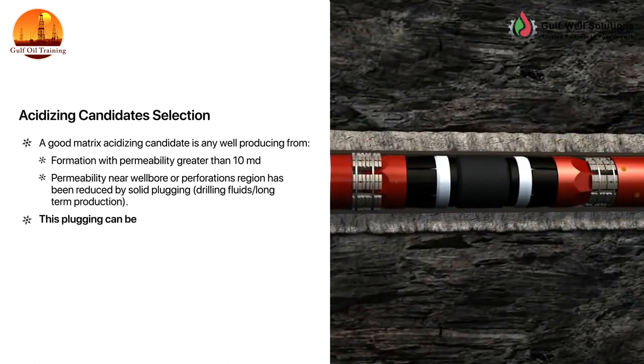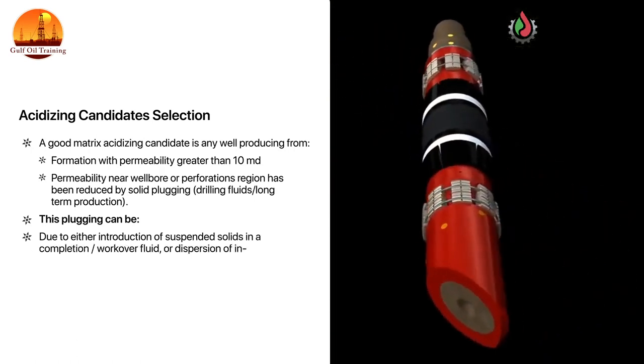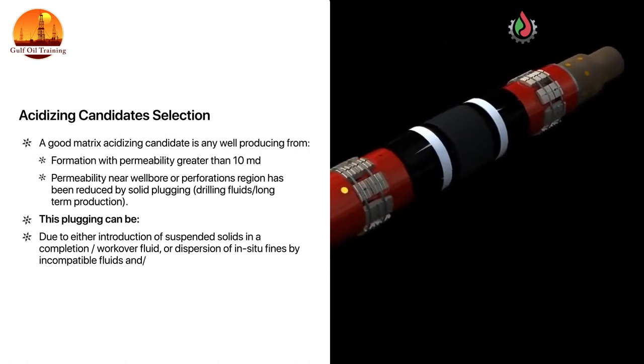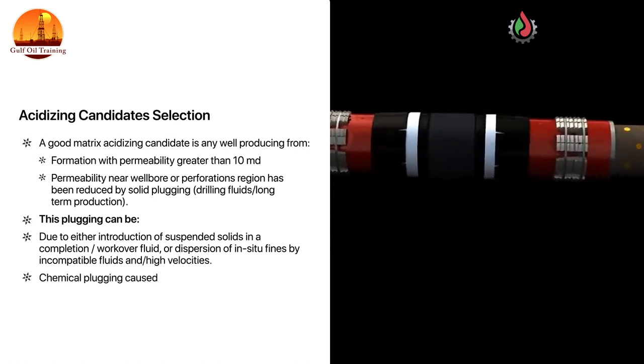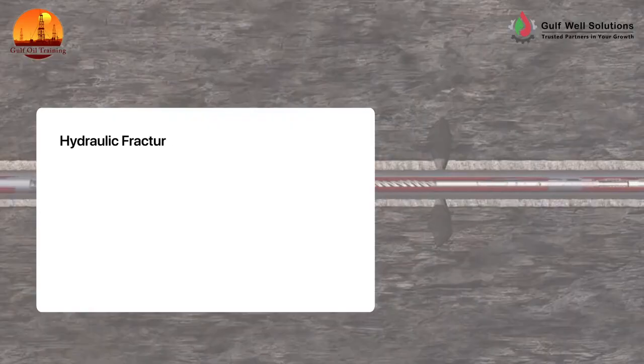This plugging can be due to either introduction of suspended solids in a completion or workover fluid, or dispersion of in situ fines by incompatible fluids and high velocities. Chemical plugging is caused by mixing incompatible fluids which precipitate solids.